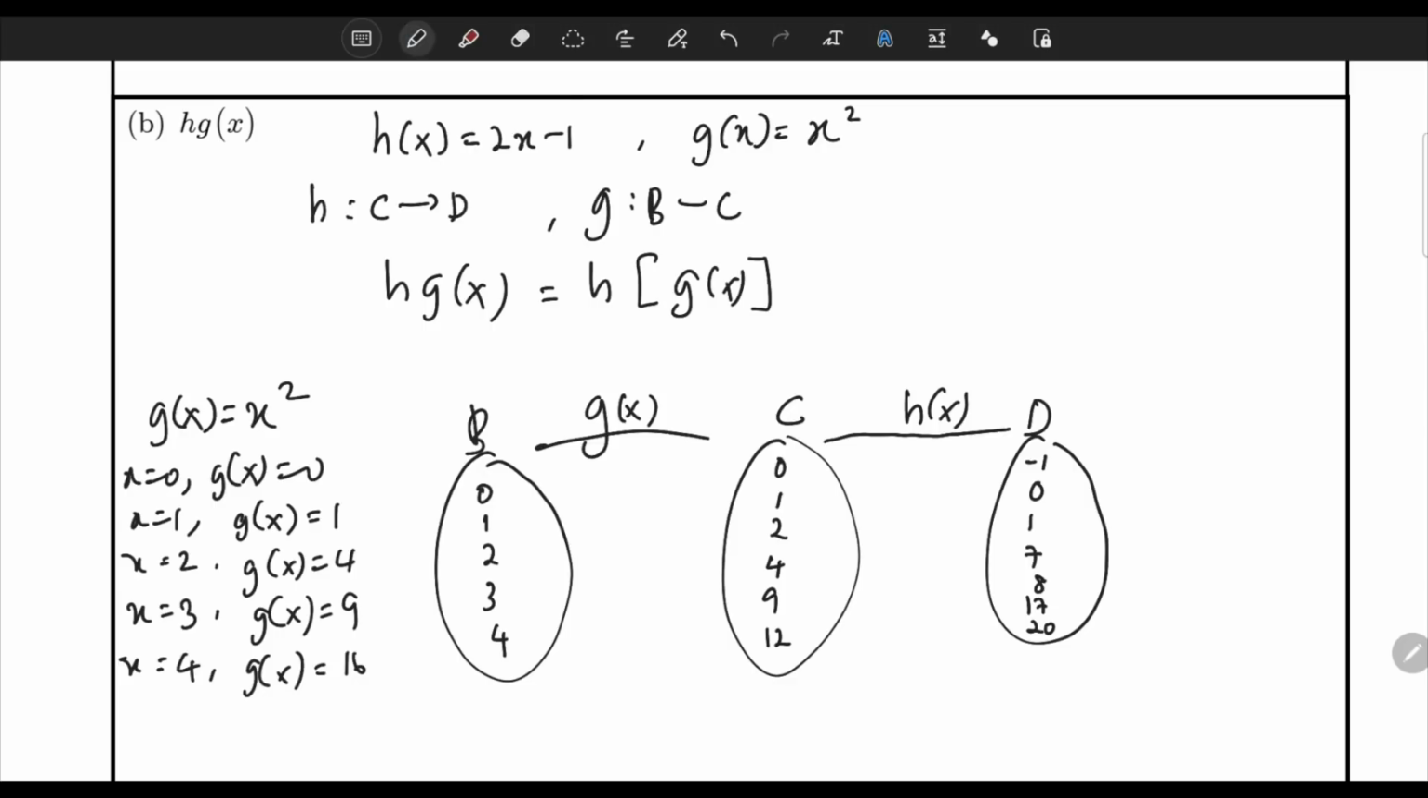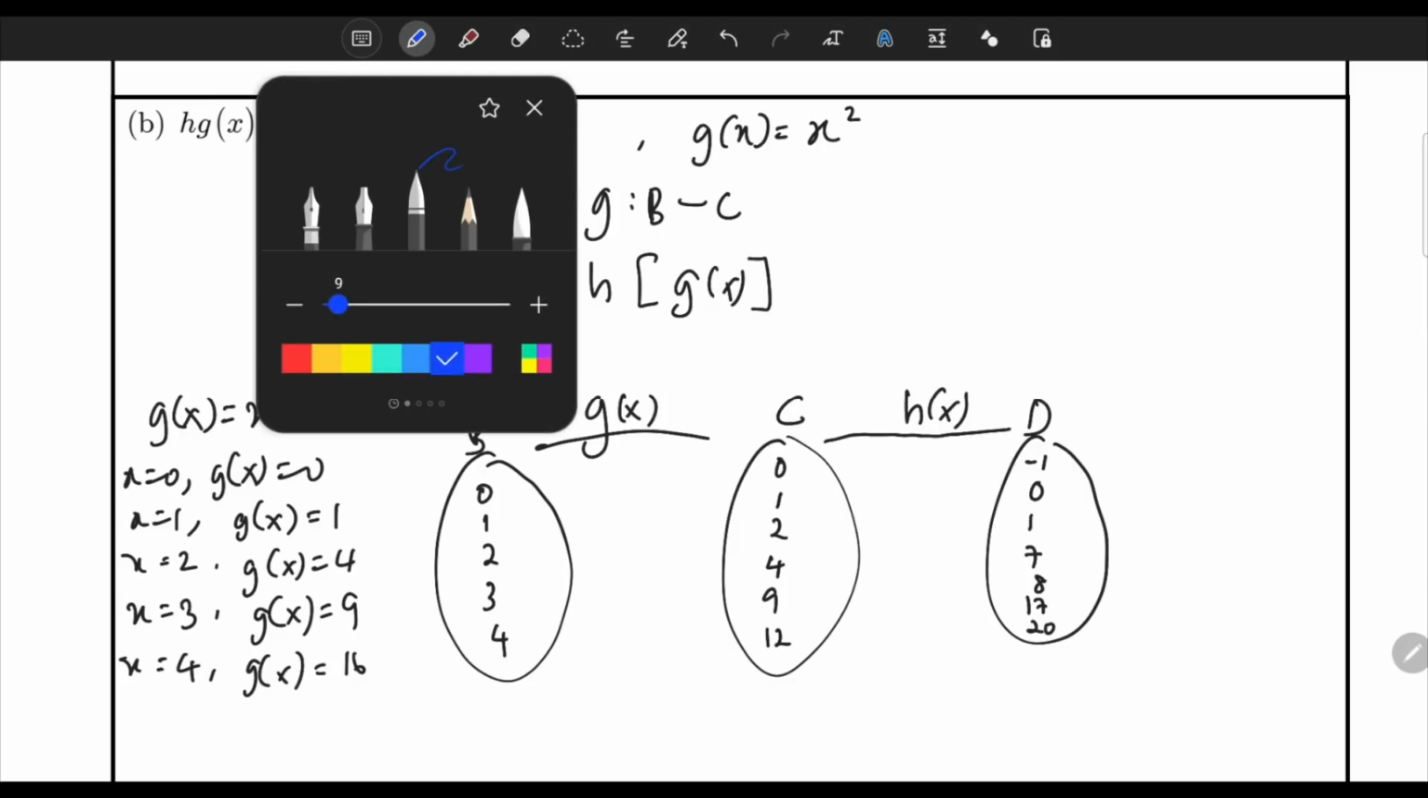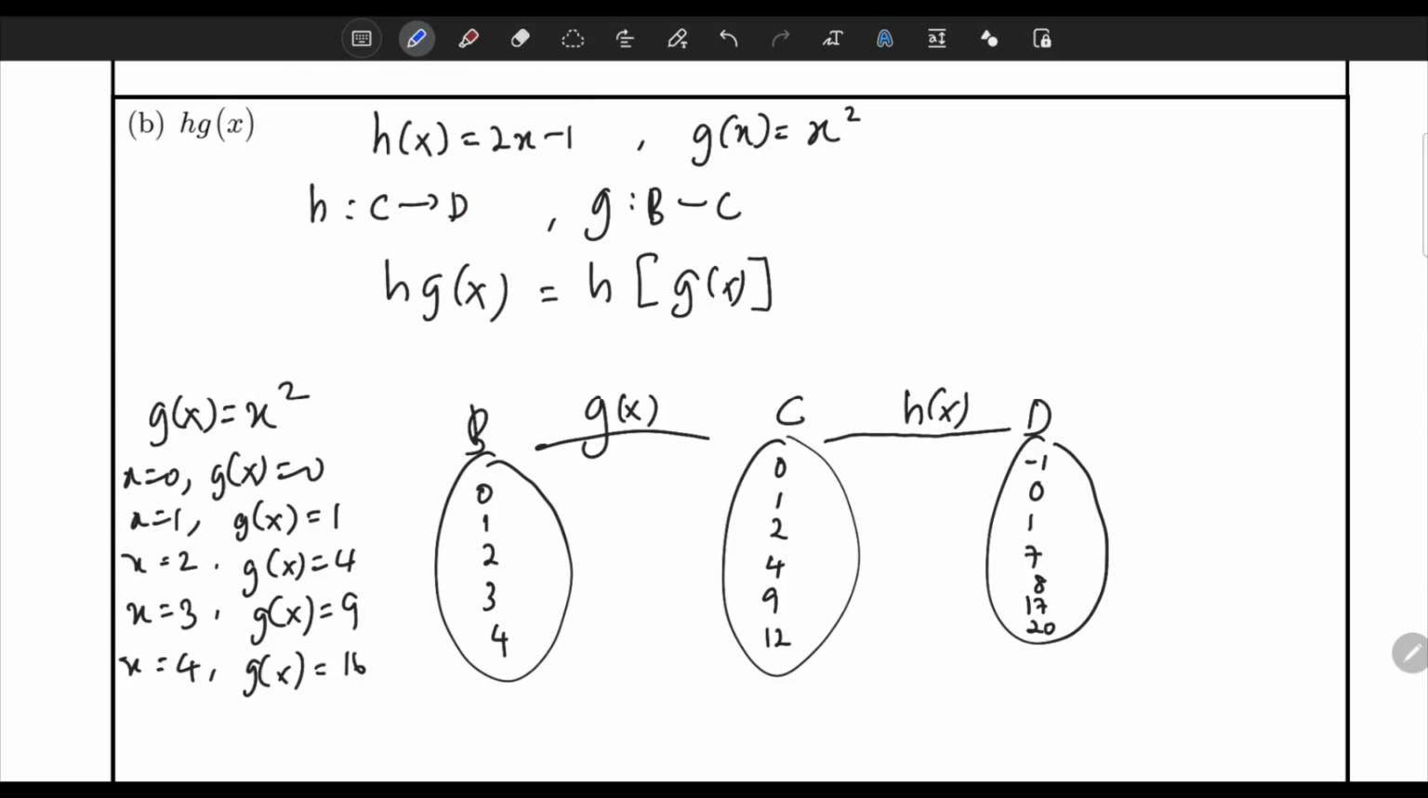Okay, I'm going to use blue color now. From 0 to 0, and then 1 to 1, 2 to 4, 3 to 9, 4 to 16. We don't have any 16, so we are not using 16.